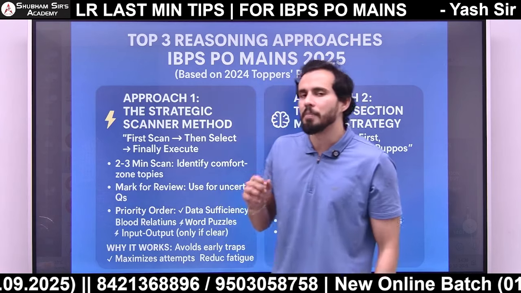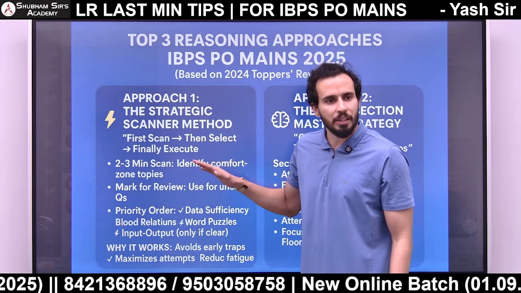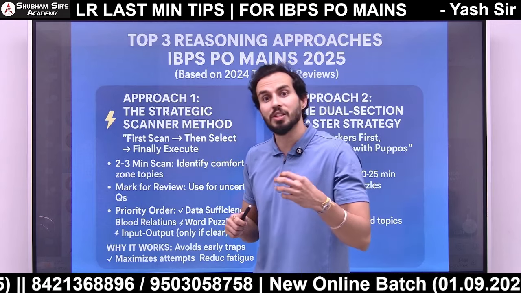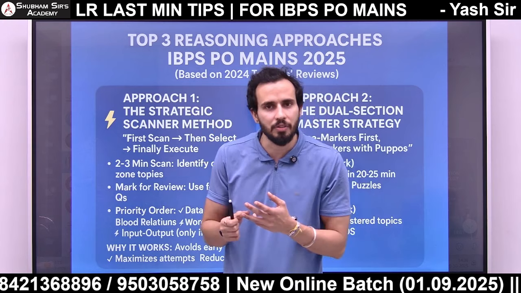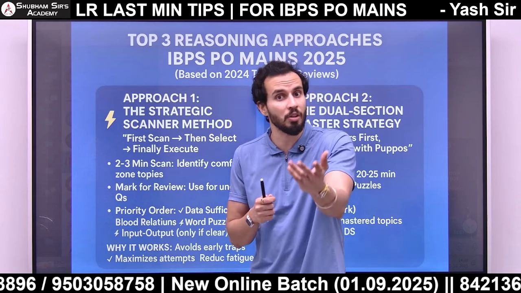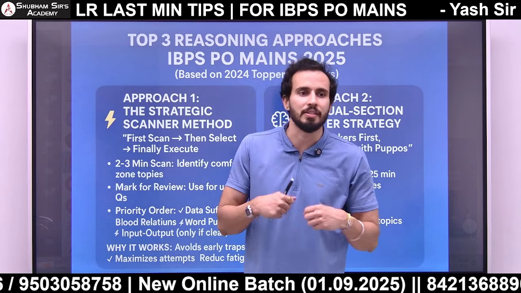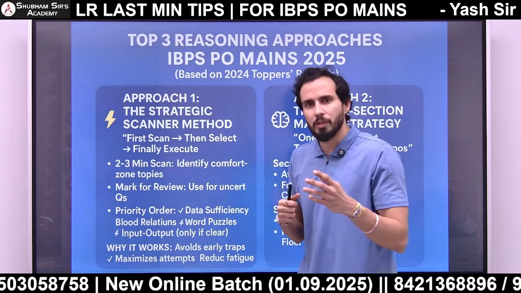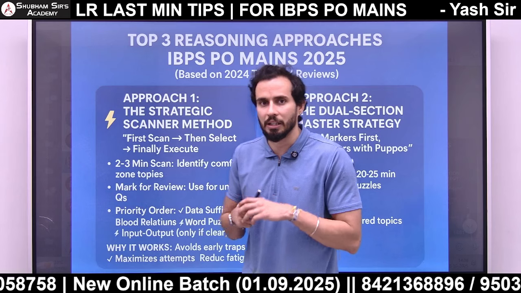With that, make sure you spend 2 to 3 minutes to identify the topics which are comfortable. For example, data sufficiency, coded direction sense, coded blood relation, any miscellaneous question, reverse syllogism for which you have practiced. Next, some questions will be of high priority, for example, critical reasoning.